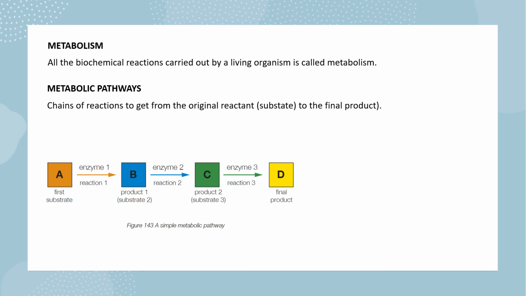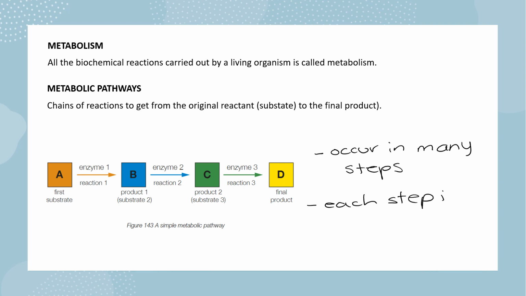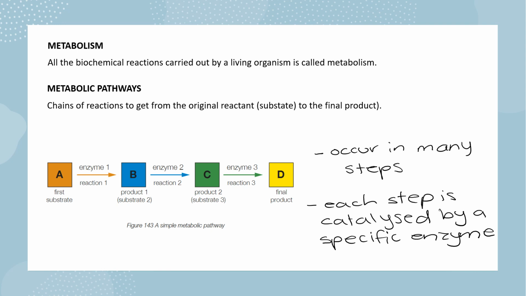So there's a few key things that are important here. The fact that metabolic pathways occur in many steps. And the other thing is that each step is what we call catalyzed by a specific enzyme. And by catalyzed, we just mean sped up. So it speeds up these reactions.